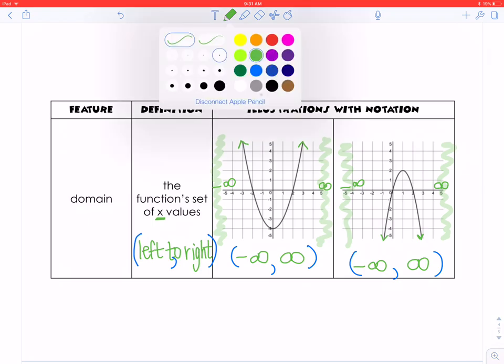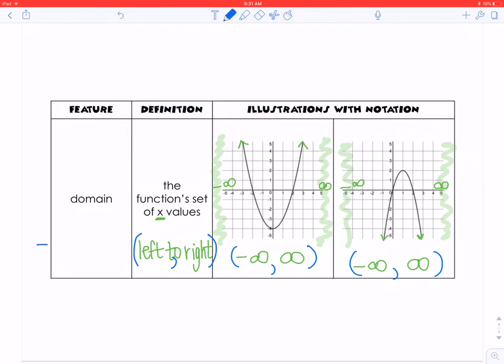Okay, so it's important to notice that this domain is given as an interval. It is not an xy ordered pair. We're not talking about a point. Now, it looks like an xy ordered pair, except that we've got these weird infinities instead of numbers, right? It looks like that just because of the parentheses and the comma, but it's an interval telling you from here to there. From the left to the right, how far do I see my graph?